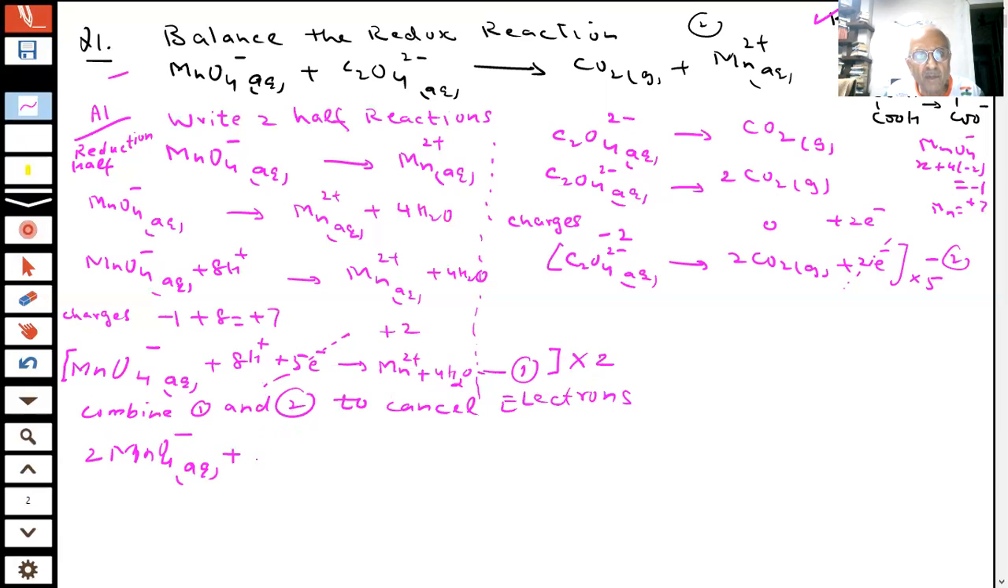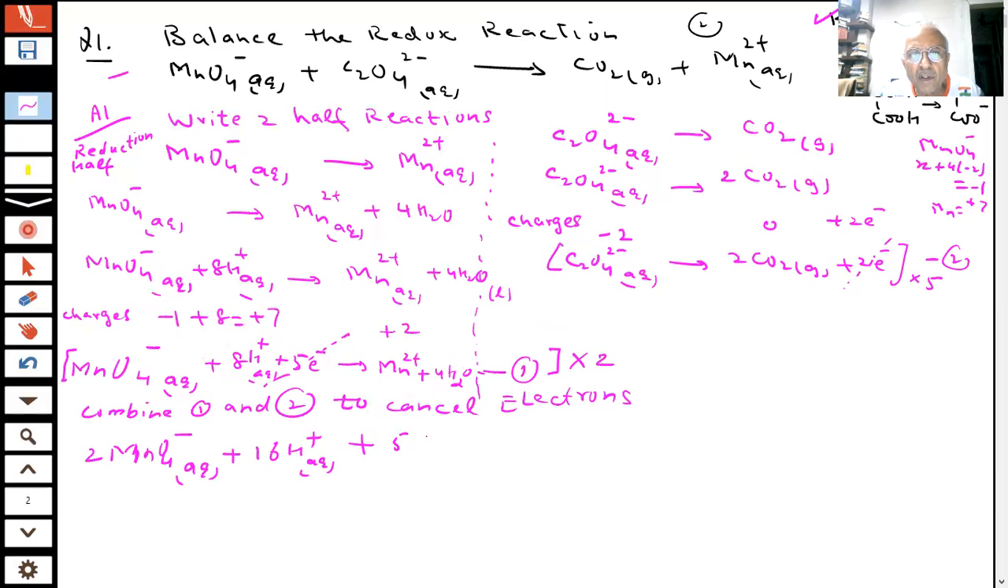How much will it become? 16H plus. Let me put aqueous here because this is all aqueous. Water is liquid. Okay. Then what will happen? 16H plus. Plus, the left hand side of this is how much? 2 minus.